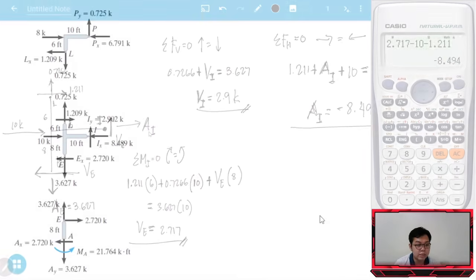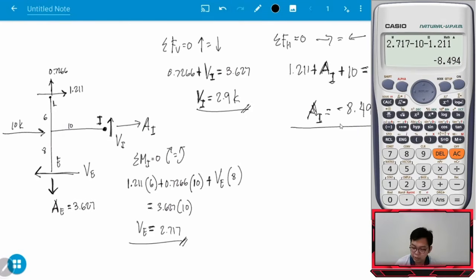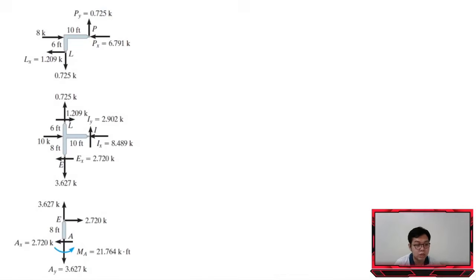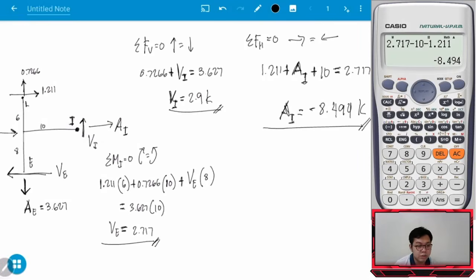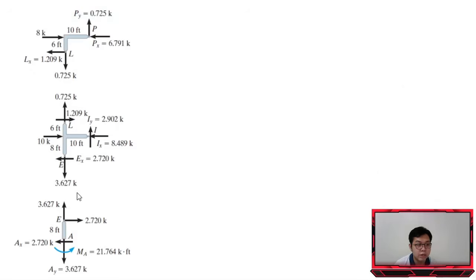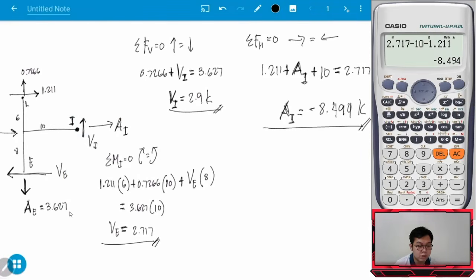Yung AI natin is actually negative 8.494. So, ano yung sa kanya? 8.489. So, anyway, again, discrepancy lang. But, sa kanya, notice na positive, no? Kasi nga, towards the body na. Sa atin kasi, away from the body. Mali lang yung assumption natin. Okay? So, 2.72 sa atin is VE, which is 2.717. Okay, same lang. 3.627, 3.67, the same.